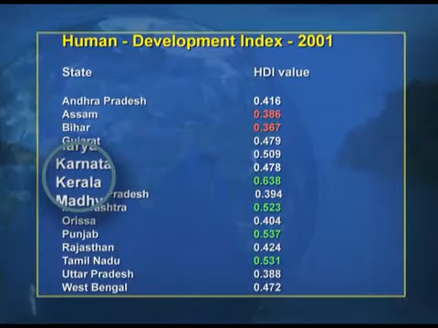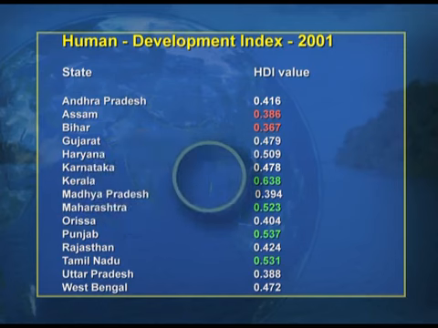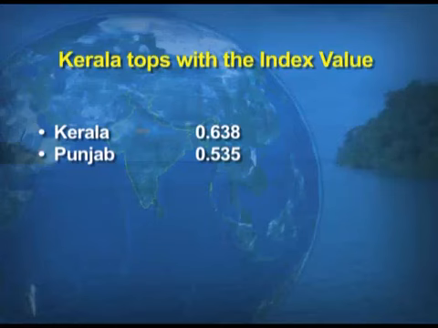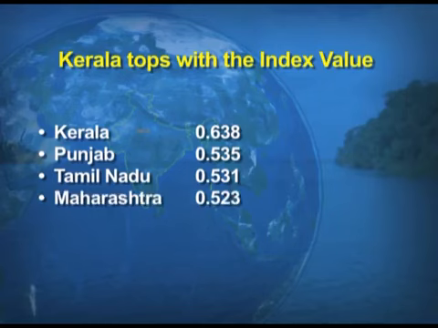So, here is a table which tells us about the Human Development Index in the various states. Kerala has the highest Human Development Index, that is 0.638, and this is largely because of the highest percentage of literacy in this state. So, it is clear from this table that Kerala has 0.638, Punjab 0.535, Tamil Nadu 0.531, Maharashtra 0.523 and Haryana 0.509.